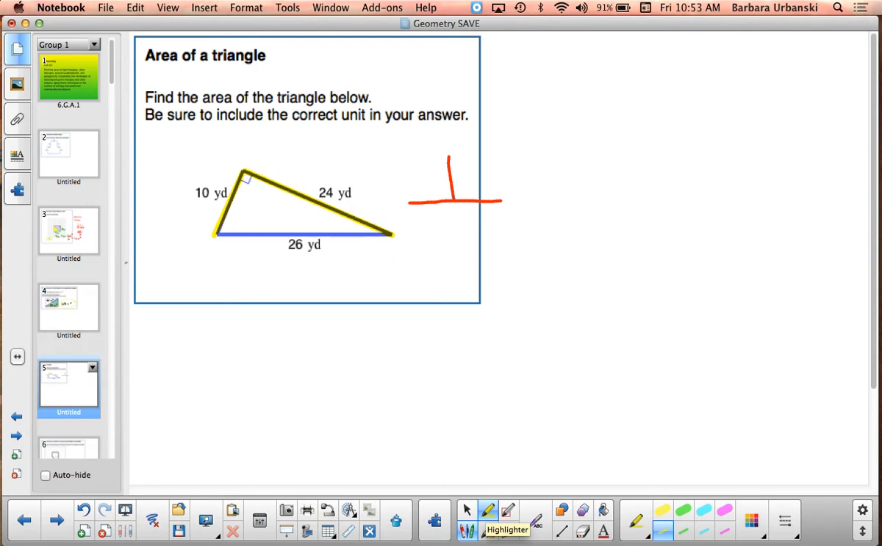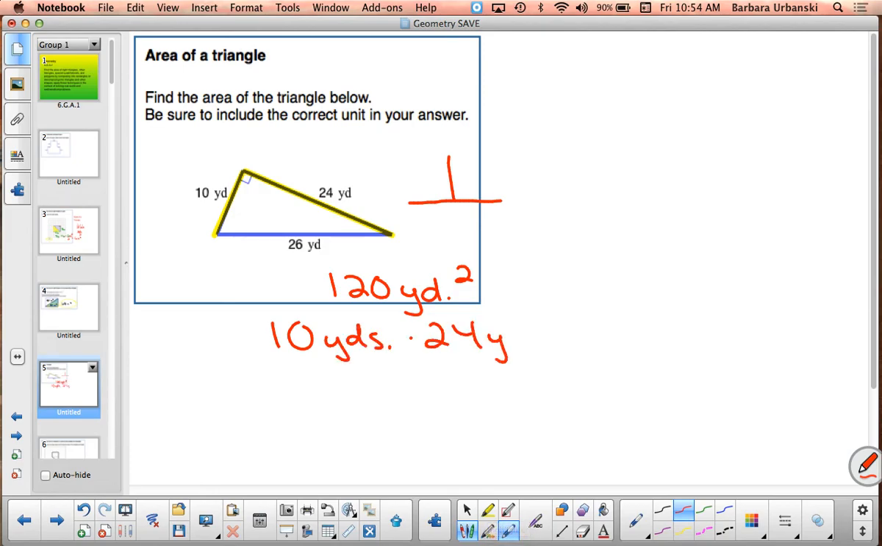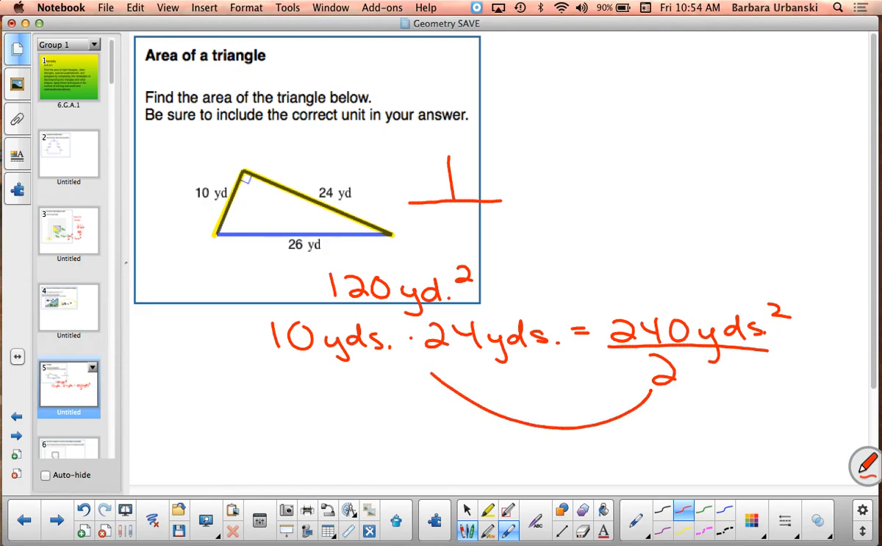And so we know that those are the numbers we are going to multiply. I think it's just as easy to say I know I have to take half of 24, which would be 12. 12 times 10 would give us our 120. We label it with yards, and it would be squared to the second power. If you had to, you could just say your 10 yards times 24 yards, and you would end up with your 240 yards squared. Divide that by 2, and you would still end up getting your 120 yards squared.